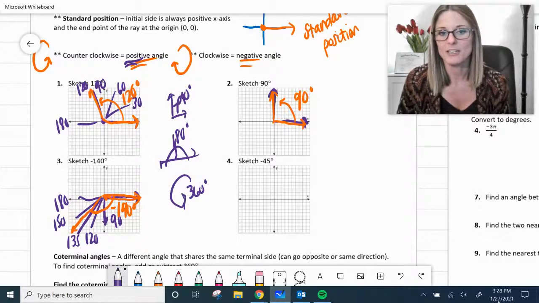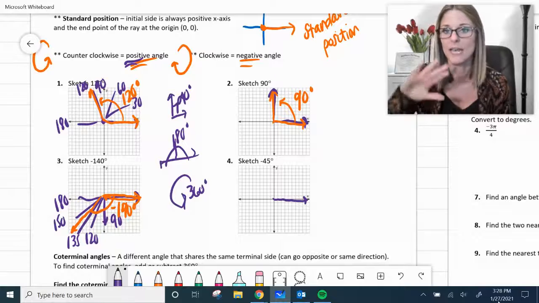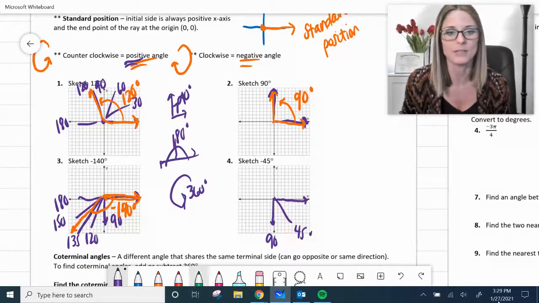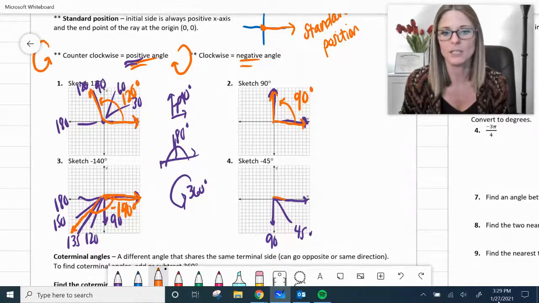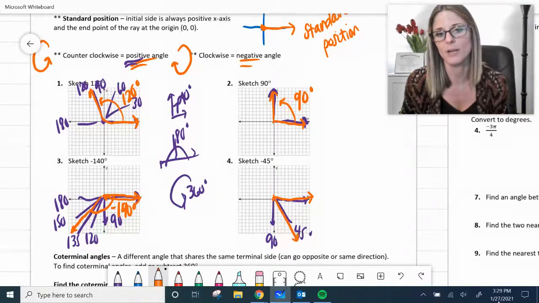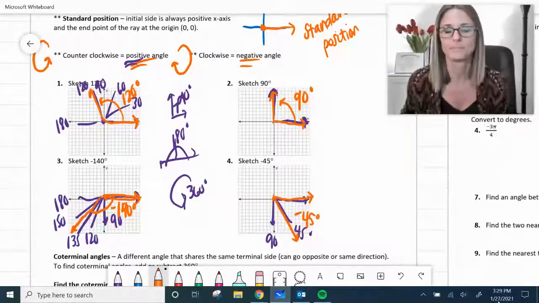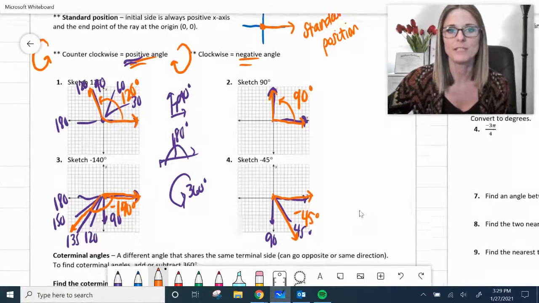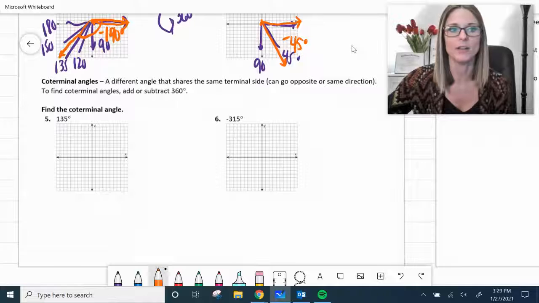Number 4, sketch a negative 45 degrees. So standard position, positive x-axis. Negative, we're going to go down and around. We were just talking about halfway between 90 is 45 degrees, and that's exactly what I need. So standard position, starting place, positive x-axis, and we're going to go halfway down to make negative 45 degrees. Okay, so just sketching those. Positive, up and over, negative, down and around.